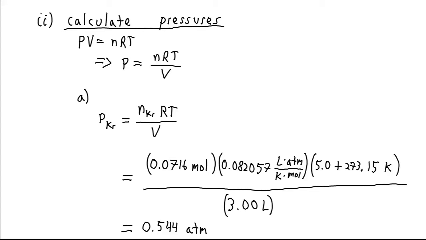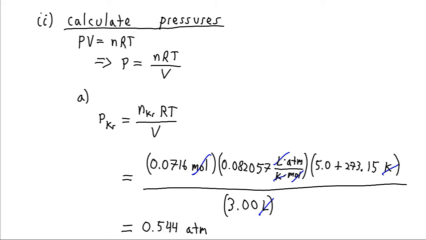Now if we want to check our units here, moles cancels out, kelvins cancels out, liters cancels out, and we're left with atmospheres, which is good because we're looking for a pressure, so we better get units of pressure. And we multiply all the numbers and get 0.544 atmospheres.